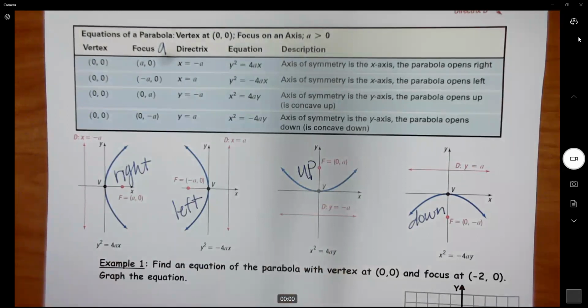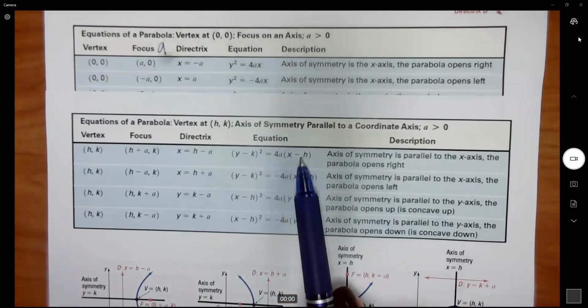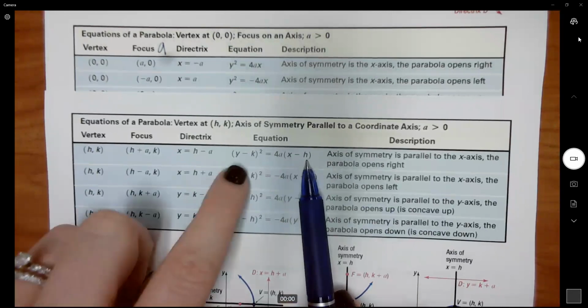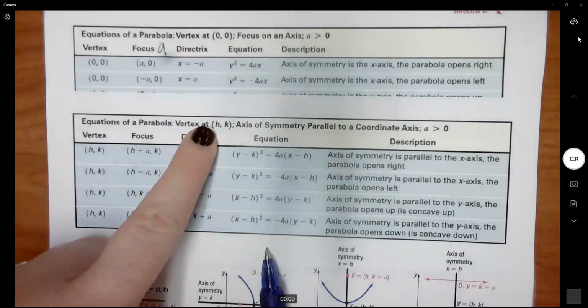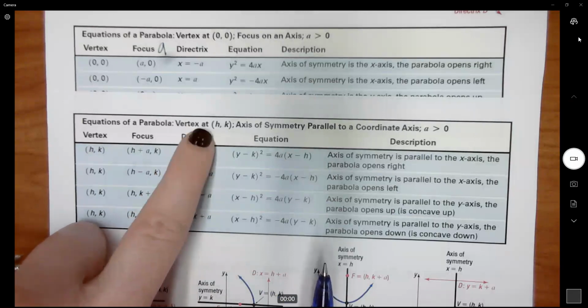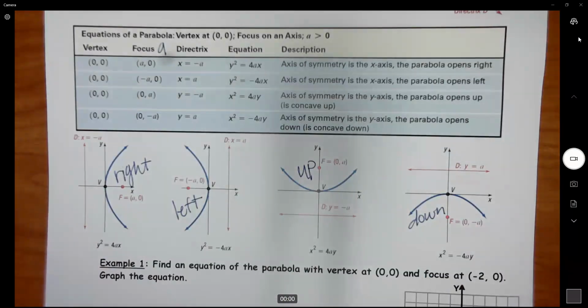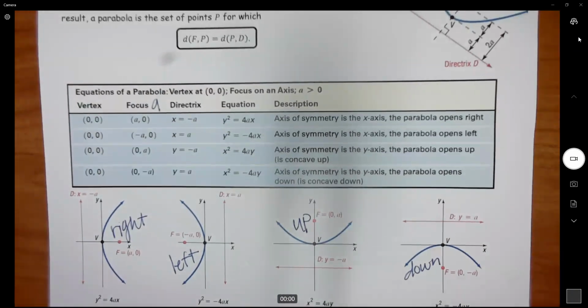When you look at your next page here, you have things in parentheses, and that lets you know that the vertex is at the point (h, k). Usually we use those for centers, but now the vertex is (h, k). So it's a little bit different as far as how we label our points and what variables we give different parts.